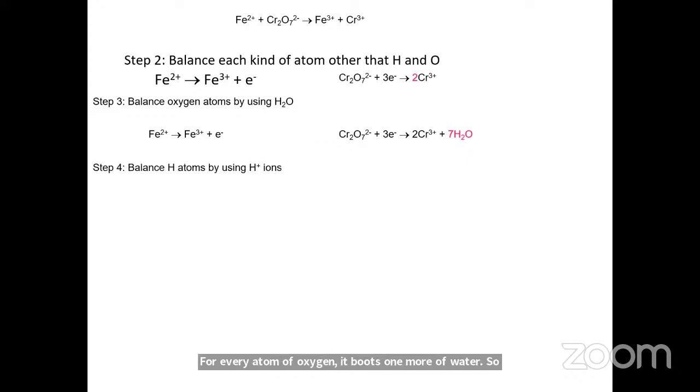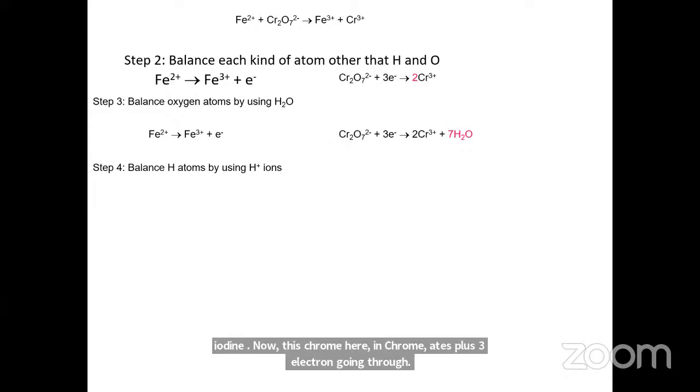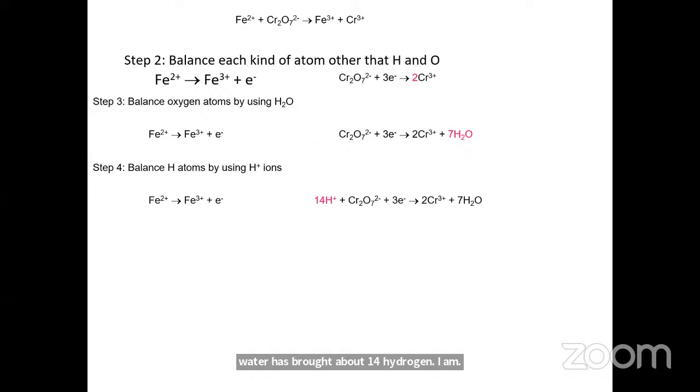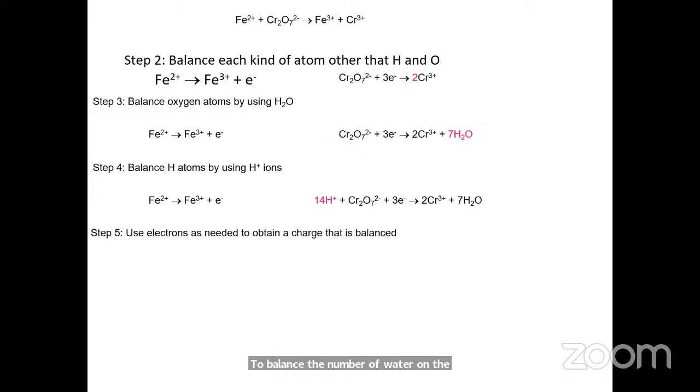The next step, we balance the hydrogen atoms by using hydrogen ions. Now, this chromate + 3 electrons going to chromium 3+ + 7 water. The introduction of 7 moles of water has brought about 14 hydrogen ions. So that is the next thing we shall write, 14 hydrogen ions to balance the number of water on the other side. Then we now use electrons as needed to make sure that the charge is balanced.